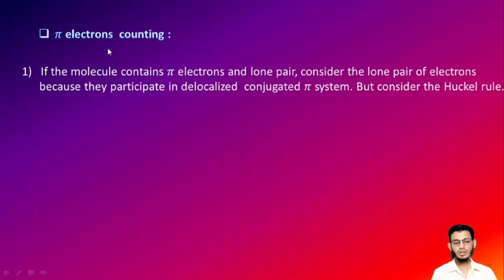If the molecule contains pi electrons and a lone pair, consider the lone pair also, because this lone pair takes part in conjugation. And also consider the Huckel rule. Why and how? Let's go into it. I know you can't yet tell whether a compound is aromatic or not, so let's take an example here: benzene and the benzenium ion.